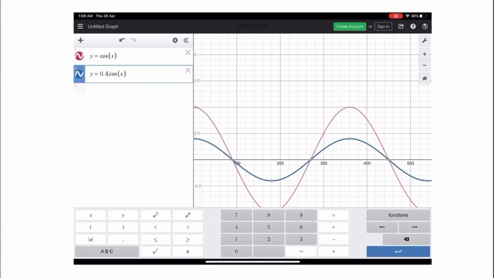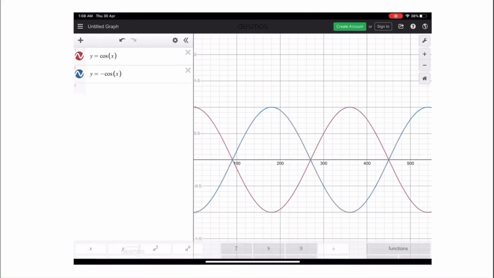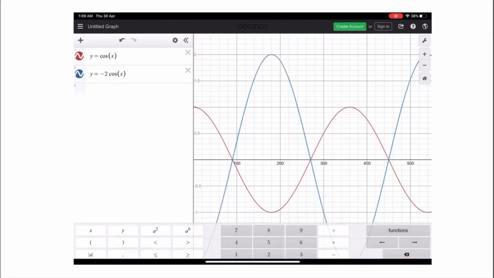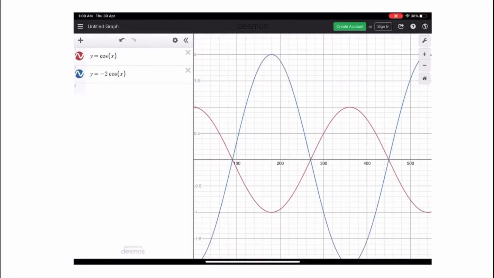Now I'm going to make it negative. See what happens. The same thing, the graph is flipped upside down, just like for the sine curve. Negative 2 flipped and becomes more stretched.